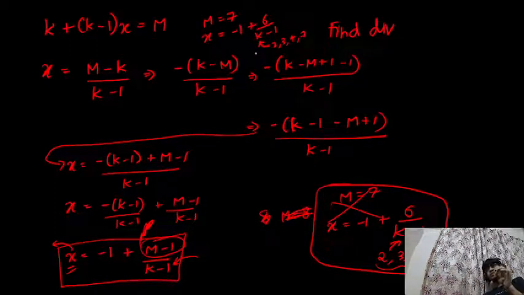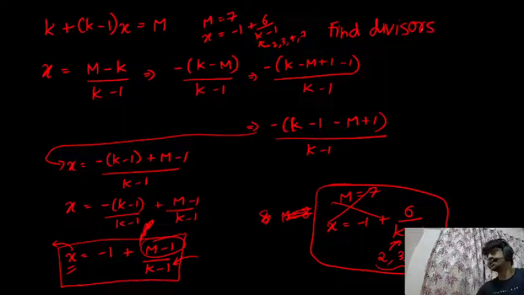So why did I add 2? Because 2 minus 1 is 1, and 6 by 1 is an integer. Why did I add 3? 6 by 2 is divisible. Why did I add 4? 6 by 3 will give you an integral value, since 4 minus 1 is 3. Why did I add 7? 6 by 6, since K minus 1 is 6, will give you the answer. So the complete question boils down to finding divisors of M minus 1.